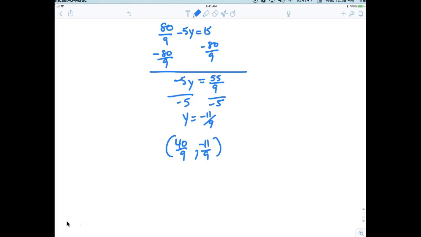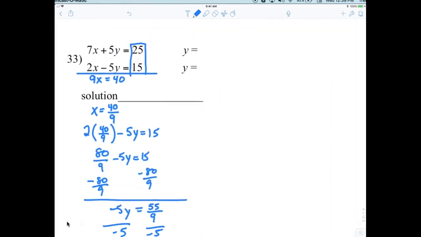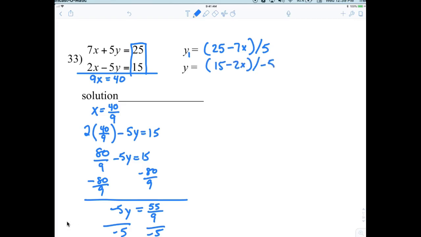All right. Now, we're going to type it in as Y1. All right? So here we go. Y1. We have parentheses 25 minus 7x divided by 5. And on the next one, we have 15 minus 2x divided by negative 5. Type that in the calculator. Practice. That's what you're here for. Now, second calc, 5, enter, enter, enter. All right?